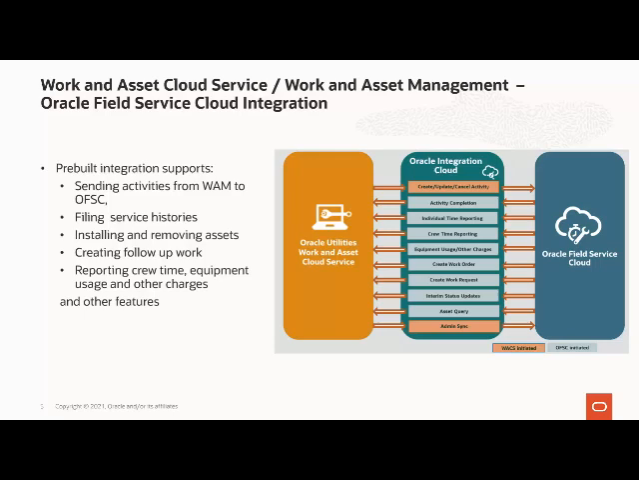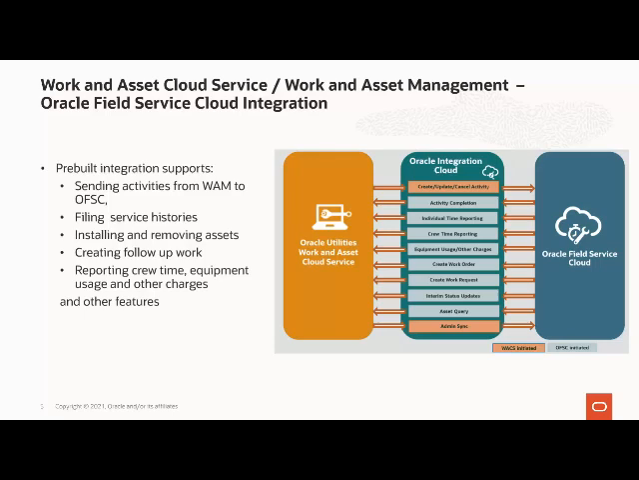Activities are assigned to crews according to required resources. A crew uses an OFSC mobile device to work on an activity. The crew can install or remove assets, attach and detach asset components, and perform other asset-related work. Planned service histories that are passed from WAM are available on the OFSC mobile device. They indicate which work should be done and reported. The crew files service history, reports time and resource usage, and completes the work.